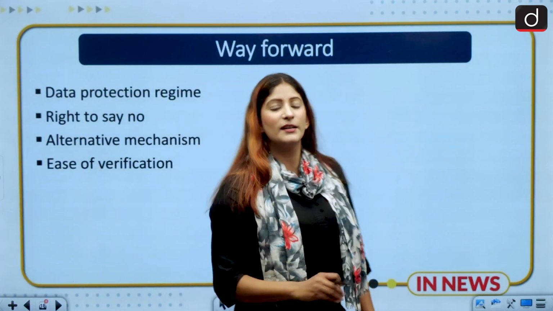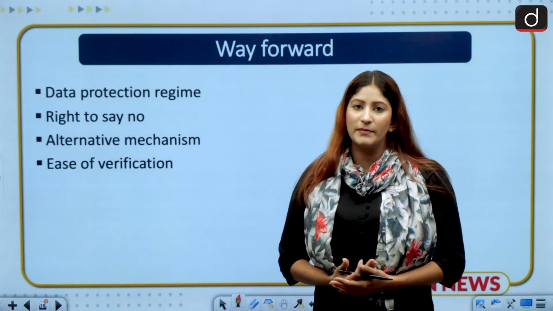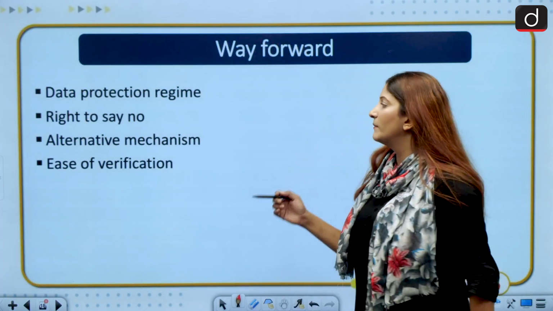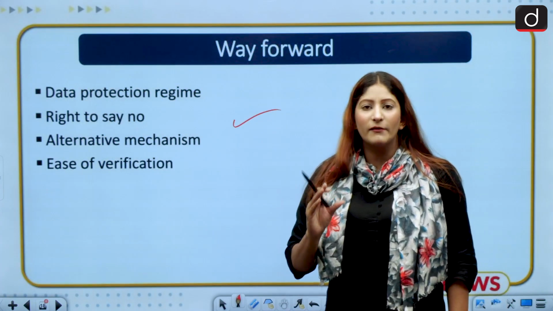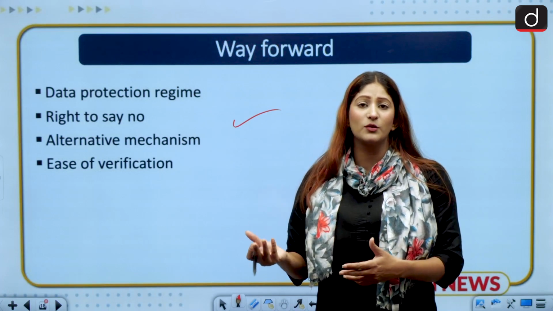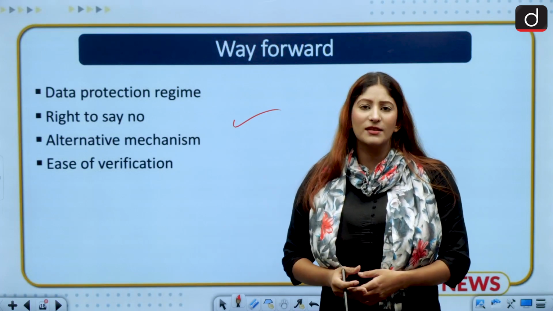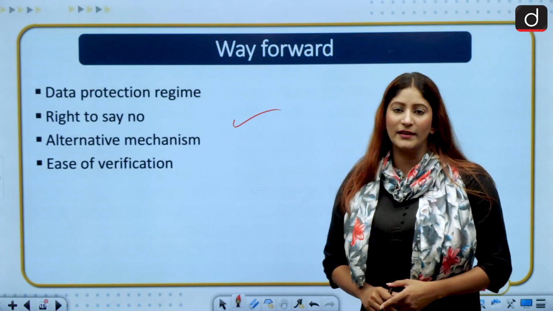First of all, strong data protection legislation has to be put forward, which is still a bill. It hasn't become an act, so that legal backing can be provided. The right to say no can only be exercised when people are aware that we can provide alternative documents to entities which do not have a user license. So first awareness, then the right to say no, we cannot provide the Aadhaar.